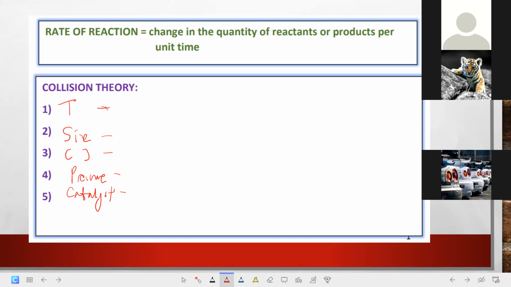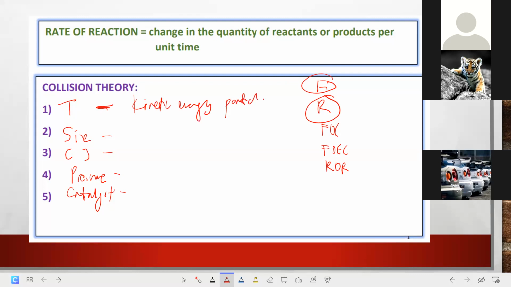Okay, so for each of them, they have their reasoning. When you have a temperature, that is your factor. So I've got factor, reasoning, FOC, FOEC, and ROR, which I'll be doing with you later. Now, for each of the factors here, they have their reasoning. When I say my temperature increases, what is the reasoning that you need to know? Kinetic energy of particle. Very good. Okay, correct. The kinetic energy of the particle. So the words I want to see will be kinetic energy of particles.